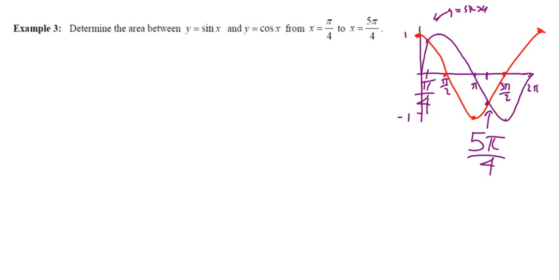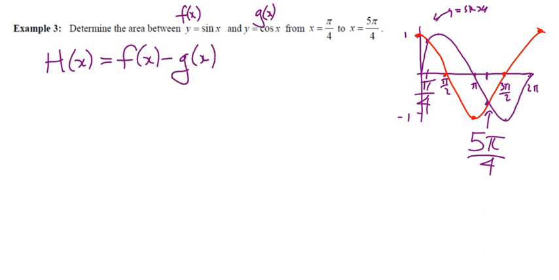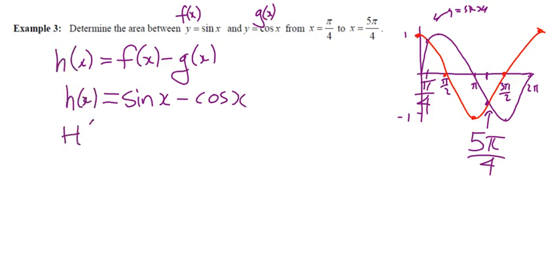Okay, so we can say, so let's call this f of x. Let's call this g of x. So h of x is equal to f of x minus g of x. Is, right, and remember, it's upper minus lower, so sine x minus cos x. Sorry, that's little h of x. Little h of x. Capital H of x. All right, use your anti-deriving skills. Figure out the antiderivative.